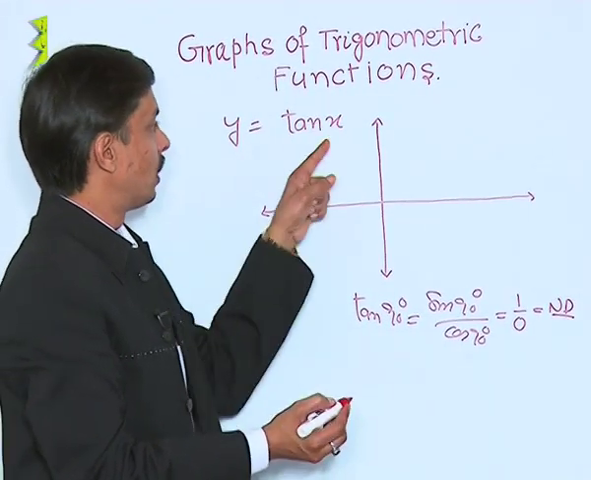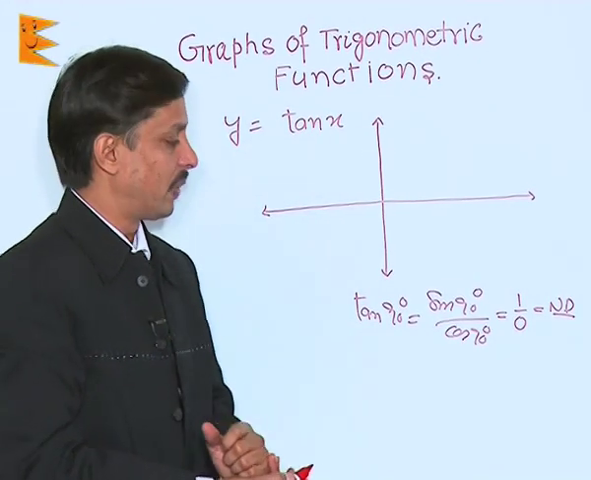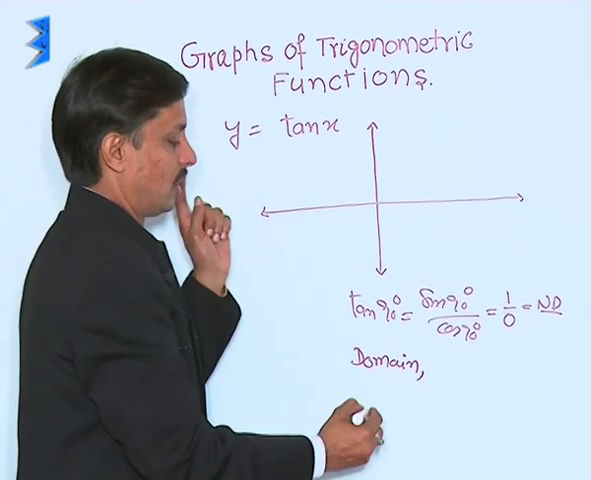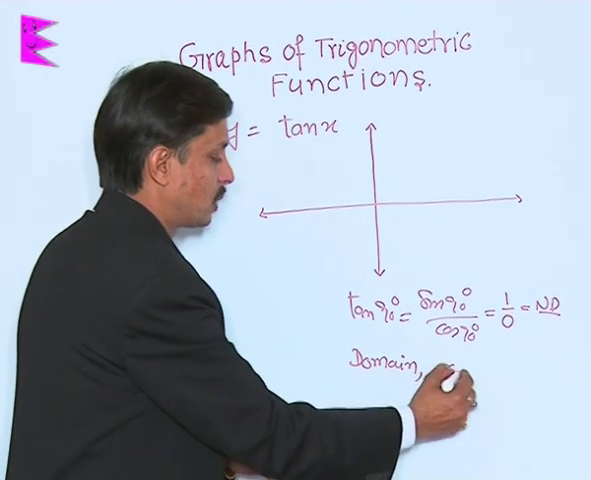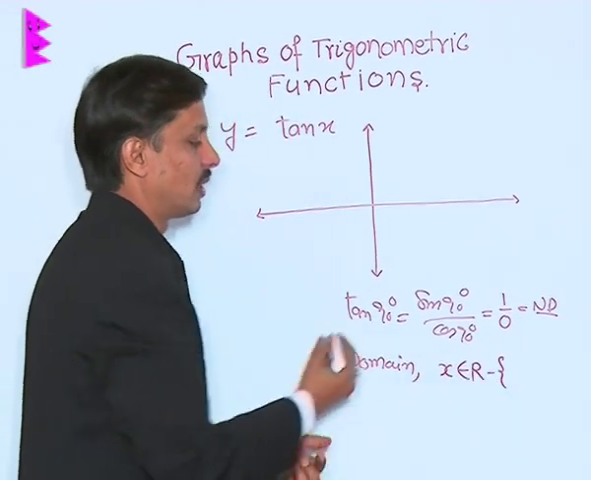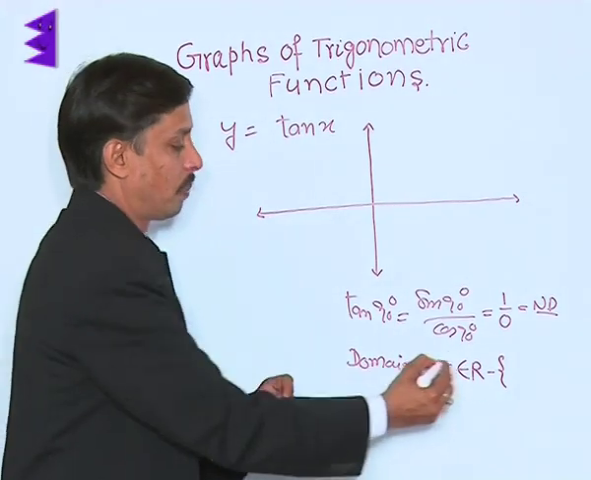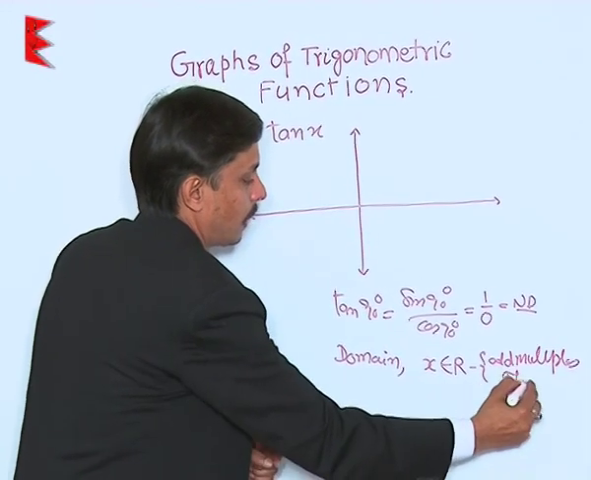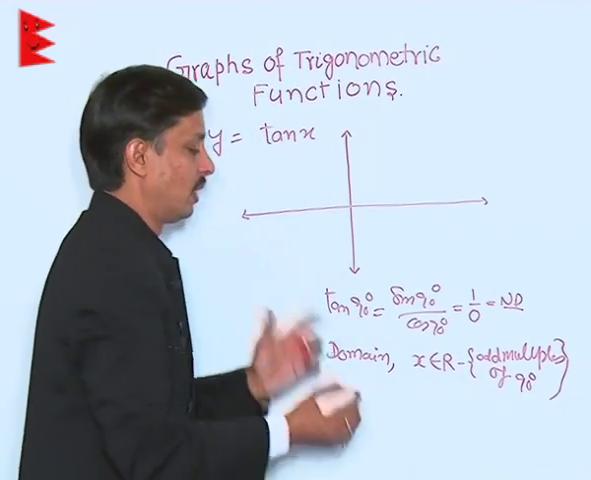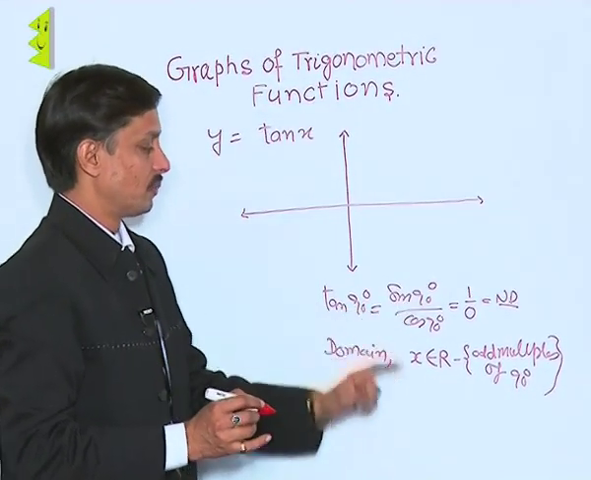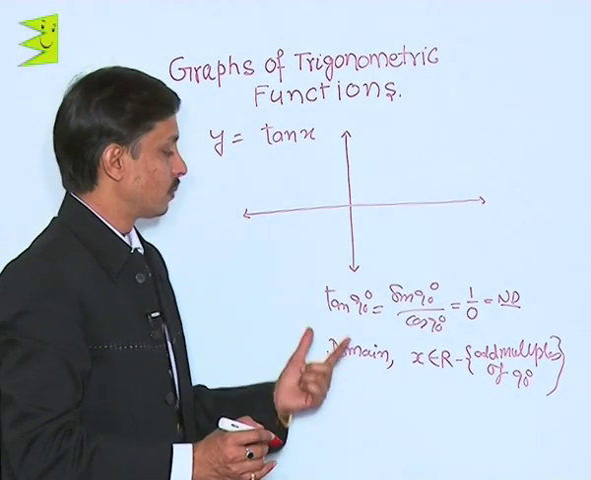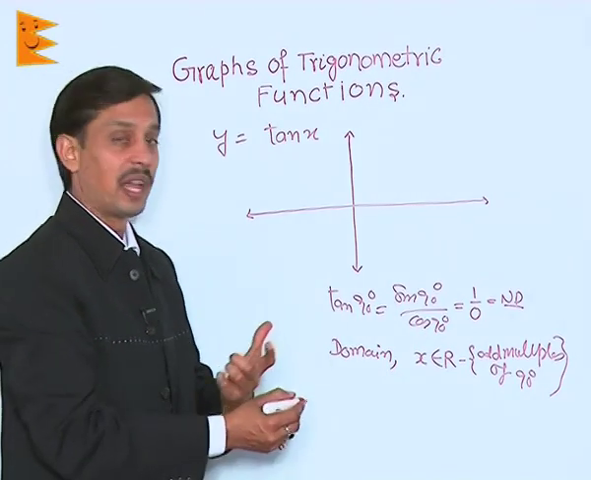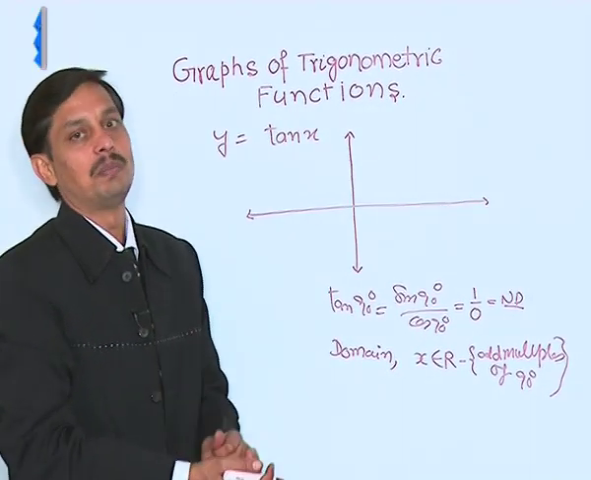So if we talk first about the domain, the possible values of x, the domain of tan x is x belonging to real numbers but other than odd multiples of pi by 2, or you can say 90 degrees. So tan 90 is not defined. Similarly, if you check the values at 3 pi by 2, 5 pi by 2, minus pi by 2, the value of tan is not defined at any odd multiple of pi by 2.